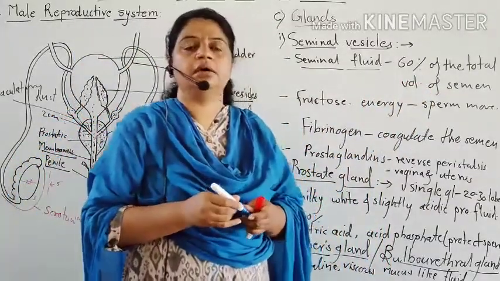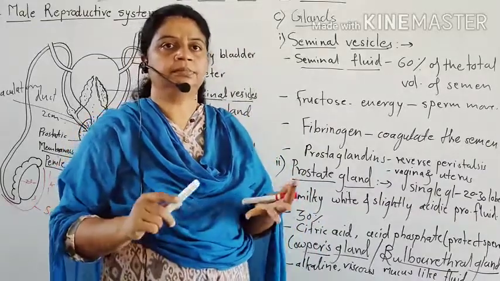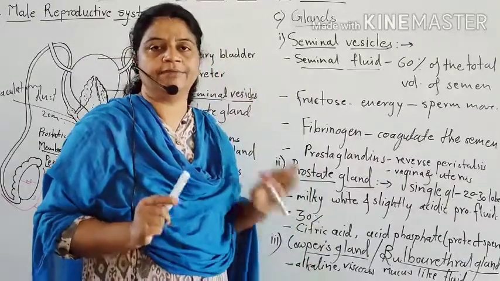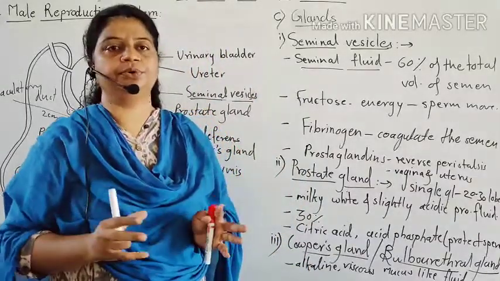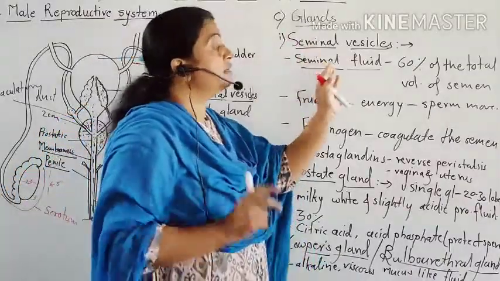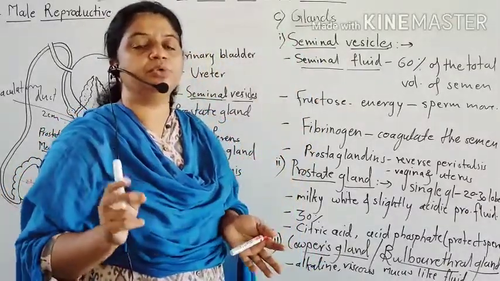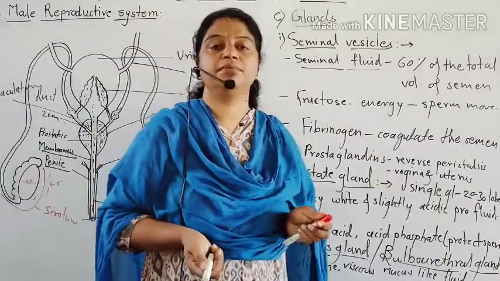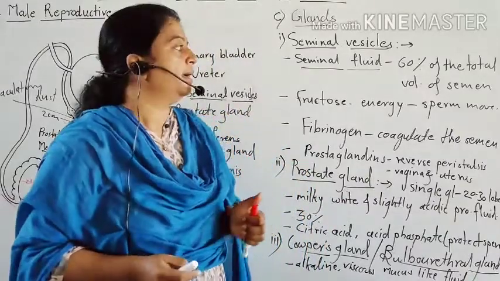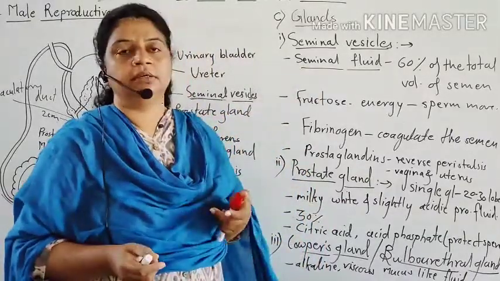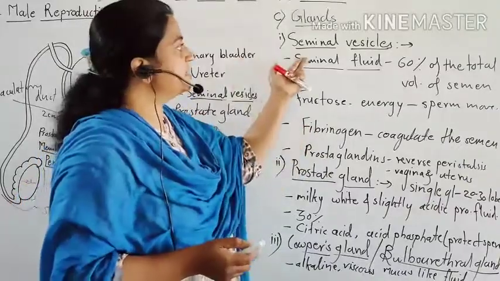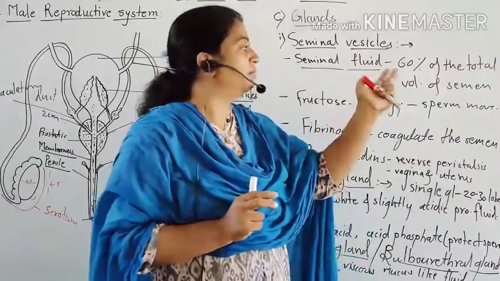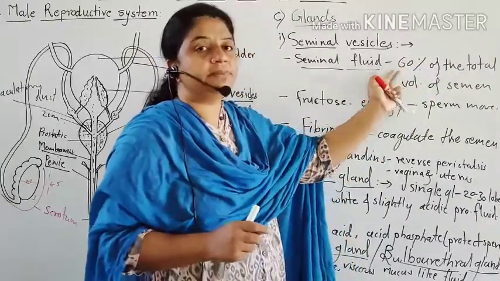Semen is the sperm, seminal vesicle fluid, prostatic fluid, and corpus gland fluid. The mixture of all these 4 is called semen, and the total semen is about 2.5 to 4 ml. Its pH value is 7.0 to 7.2, and it consists of these gland fluids. First is the seminal vesicle fluid, which is about 60% of the total semen volume.